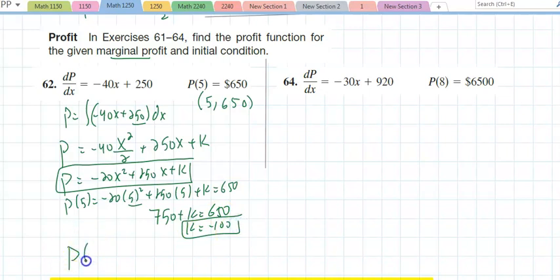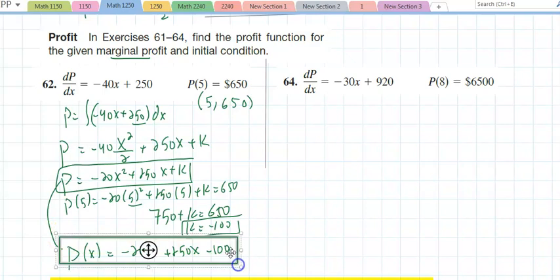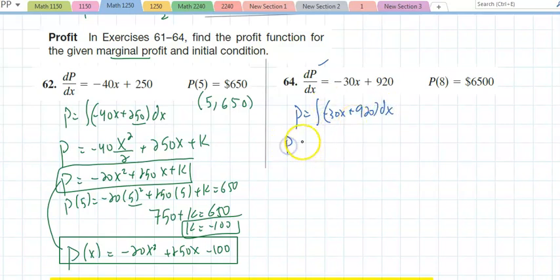So the profit function of x units is negative 20x squared plus 250x, instead of k, minus 100. And that would be my final answer. And I wanted to do one more just to make sure we see it. If this is the marginal profit, then the profit is the integral of negative 30x plus 920 with respect to x. The profit is negative 30, add 1 to the power, divide by that. If you have a constant, it must have been the constant times x. Find k and you're done.